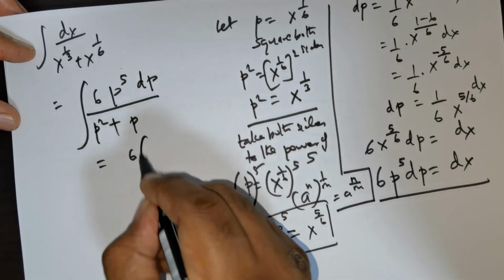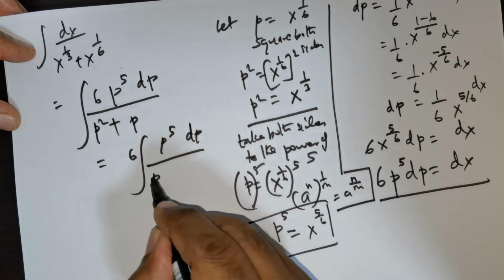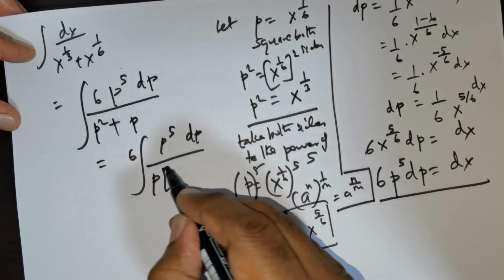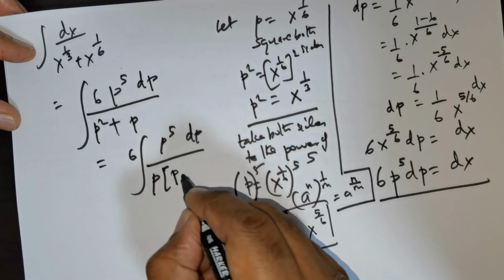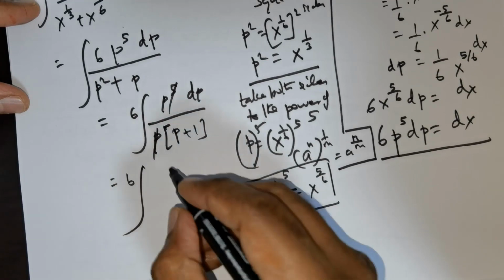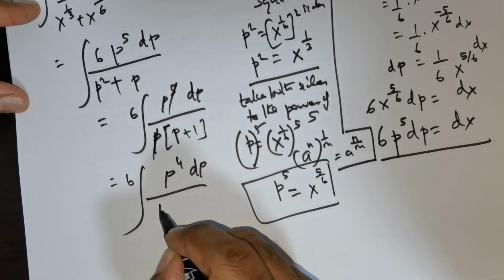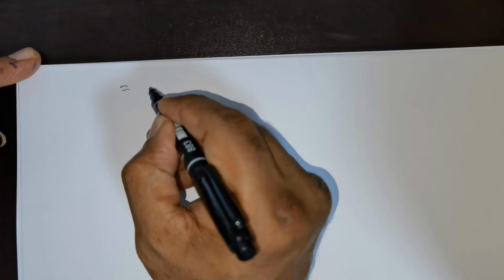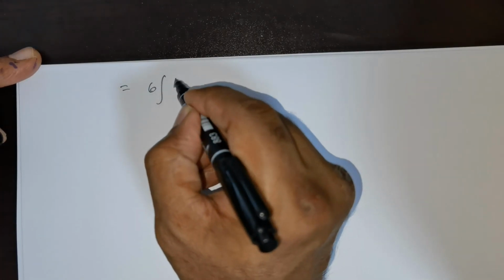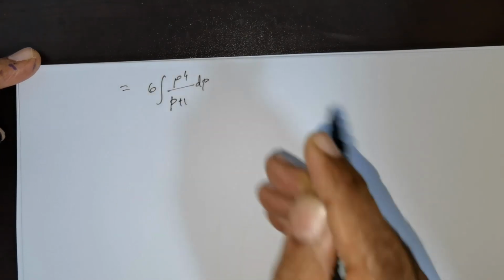Now this is equal to 6 times p raised to the power of 5 dp divided by, I can take p out. If I take p out, I will get p plus 1. A p and a p can be cancelled, giving me 6 times integral p raised to the power of 4 times dp divided by p plus 1. So 6 times integral p raised to the power of 4 over p plus 1 times dp.